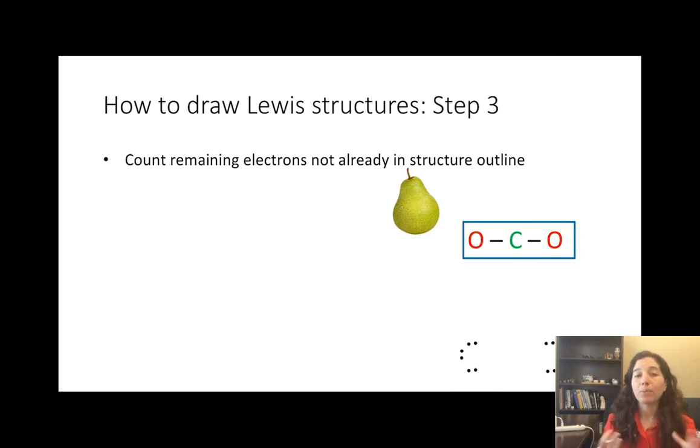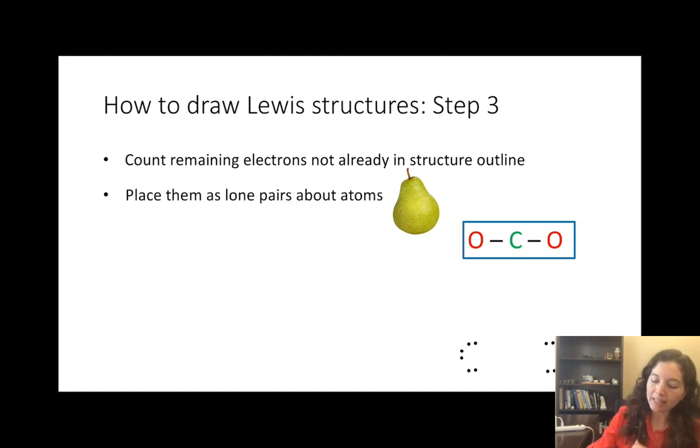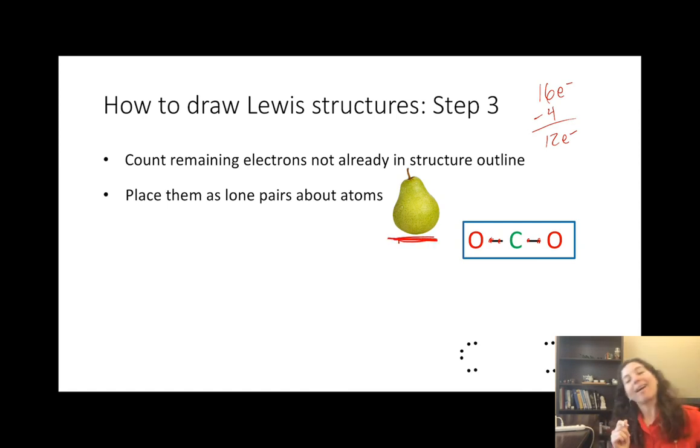So for step 3, after we've found our total amount of electrons, we've drawn our skeletal structure, we're going to count the remaining electrons that are not already in the structure outline, and we're going to place them. Okay, so we had 16 electrons that we said were in the structure total, and we've got 1, 2, 3, 4 already placed. So we've got 12 electrons left to put in here. And we're going to place them as lone pairs about the atoms.